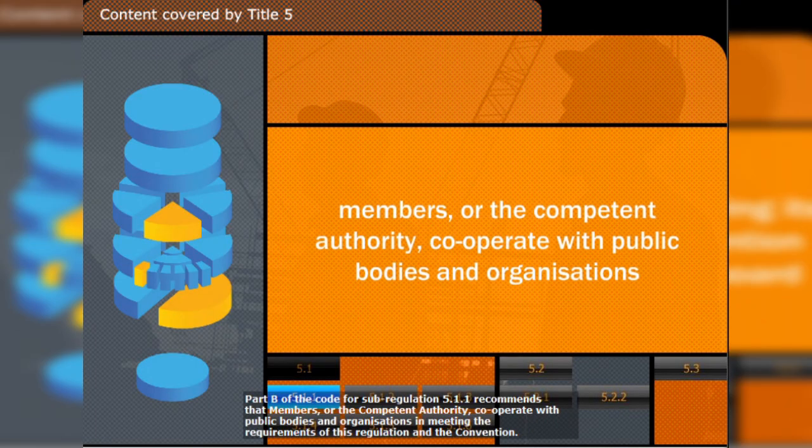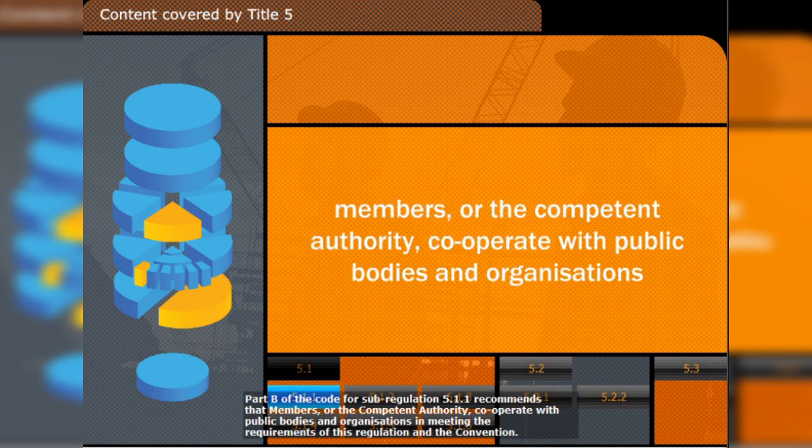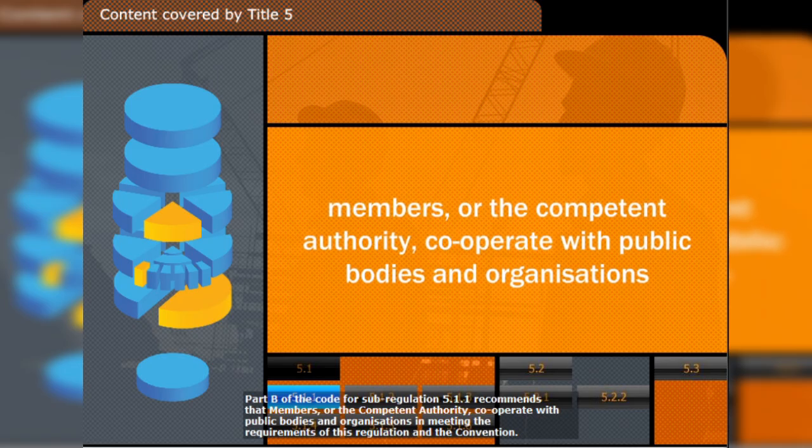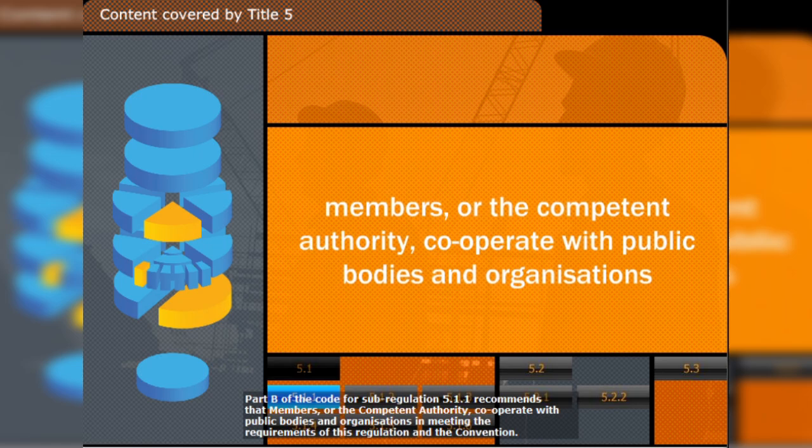Part B of the Code for Sub-Regulation 5.1.1 recommends that members or the competent authority cooperate with public bodies and organizations in meeting the requirements of this regulation and the Convention.